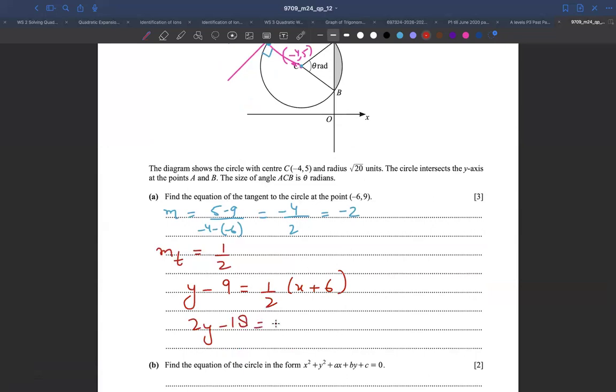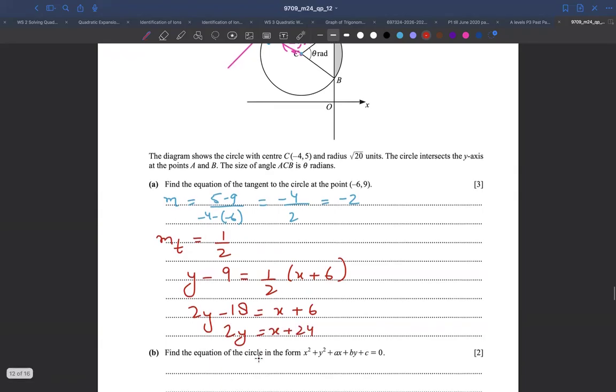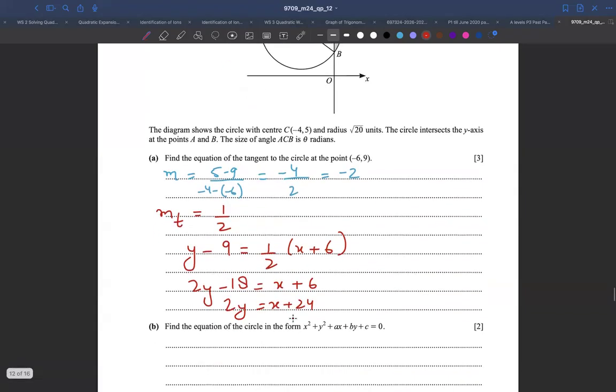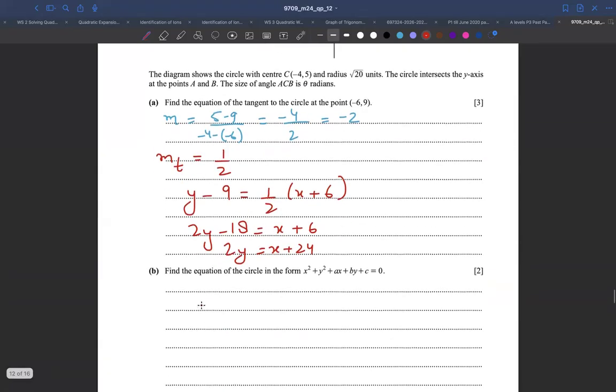I will not go any further. This is enough. So 6 plus 18 is 24. This is the equation. Find the equation of the circle in the form. Okay, this is even easier because I know the equation of a circle is given by this.